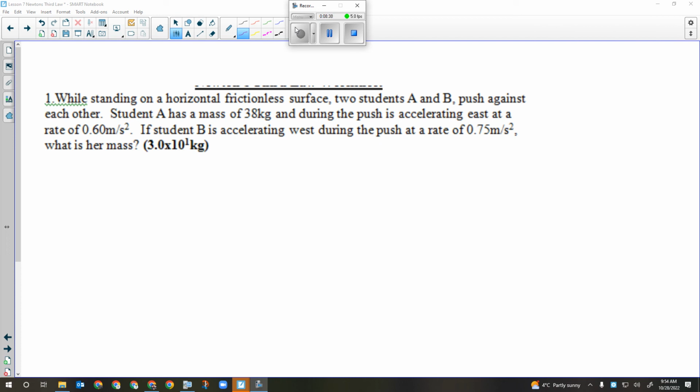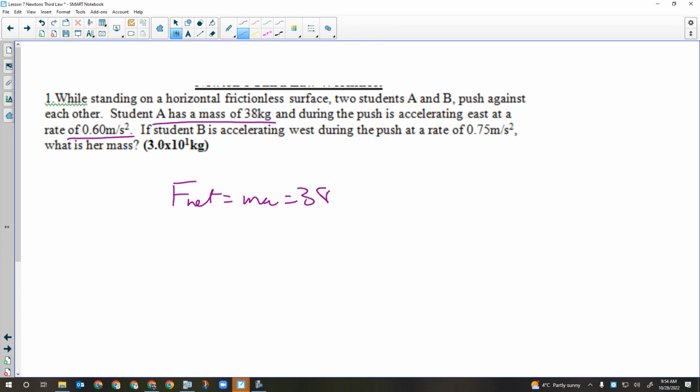So, since I know the mass of student A and the acceleration of student A, I can find the force, which I can then apply to student B because the force has to be the same on them, except instead of east, it'll be west. Okay, so I just do 38 times 0.6, right? If I want to get that force, it's just mass times acceleration, 38 times 0.6. 22.8 newtons.